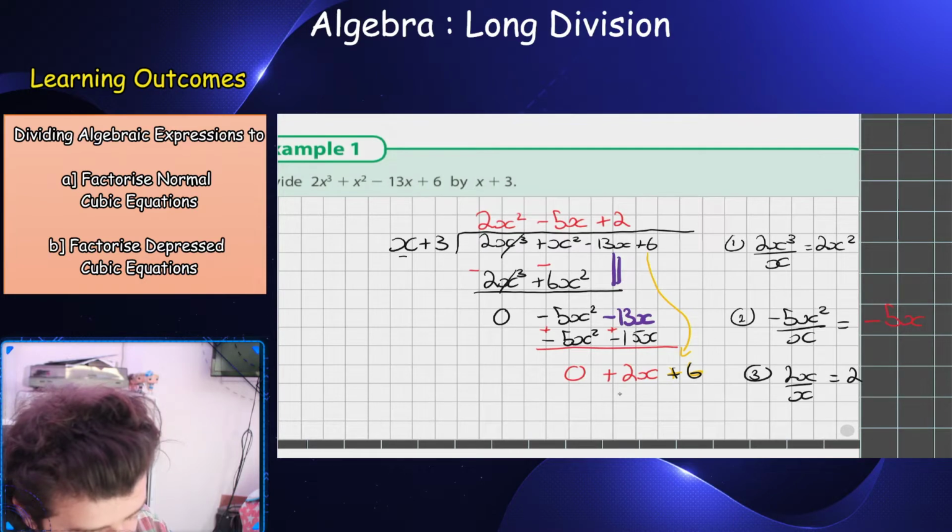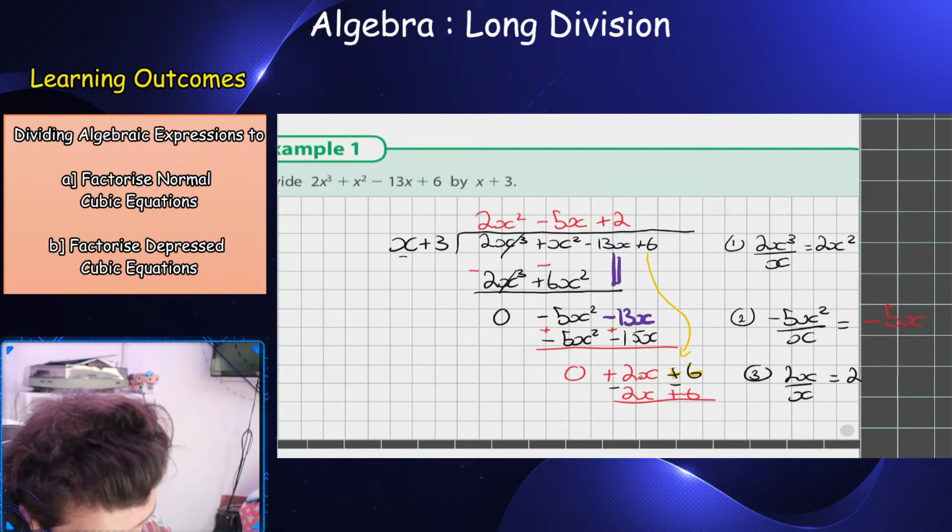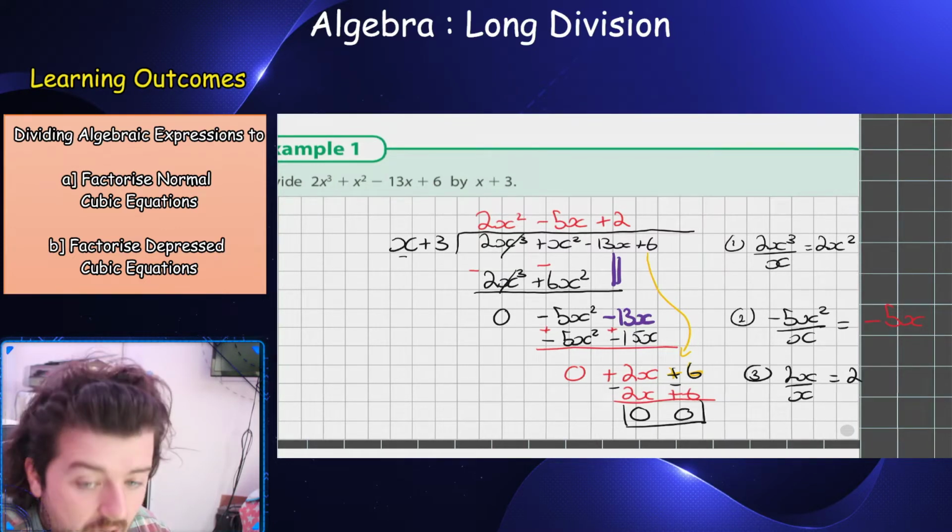2 times x is 2x. 2 times 3 is 6. Change the signs, so that's going to become a minus, and that's going to become a minus. 2x minus 2x is 0. 6 minus 6 is 0. So I now have a remainder of 0.